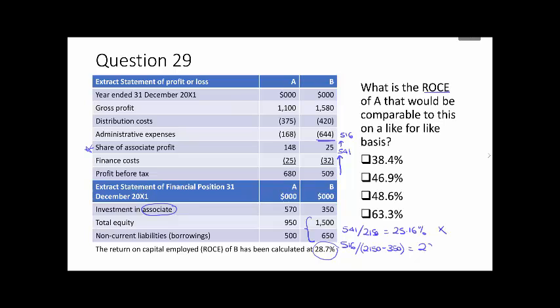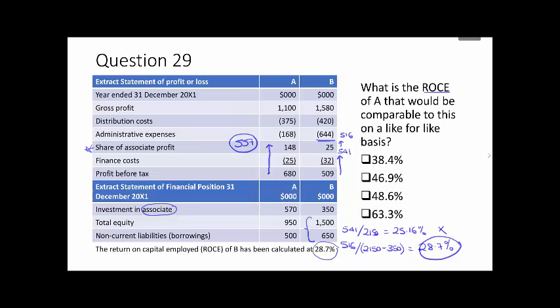If we do that, we should find that the return on capital employed for company B is the 28.7% as given in the question. So now we know that in this case we're calculating return on capital employed excluding the effect of the associate. So for company A, I want to do the same, and starting with this profit figure of 680, I need to go and strip out the finance costs and the share of profit from the associate. If we do that, we should end up with a profit figure of 557.